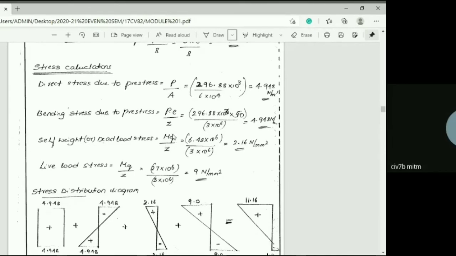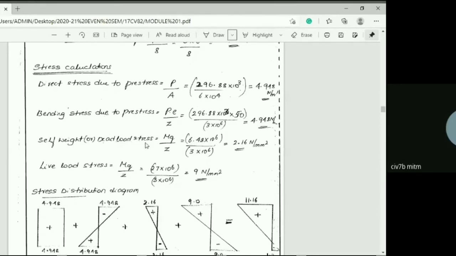Next, the stresses due to self-weight. That is calculated as MDL divided by Z. Please note down, I'm writing Z and Z here because at the top and bottom both it is the same. If it differs, you need to calculate all these things separately. That I'm going to discuss in the next problem.